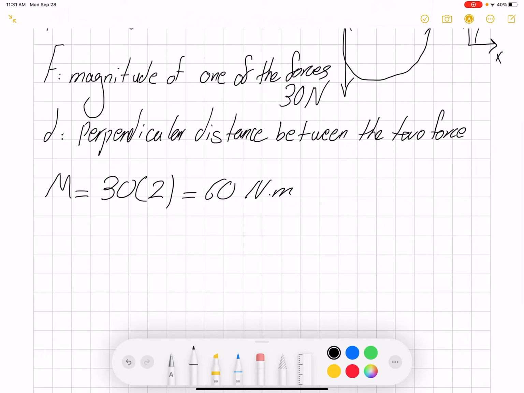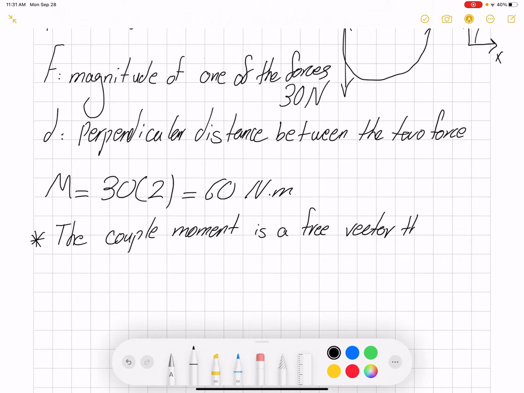So let's make note of that. The couple moment is a free vector that can act at any point on or off the body.